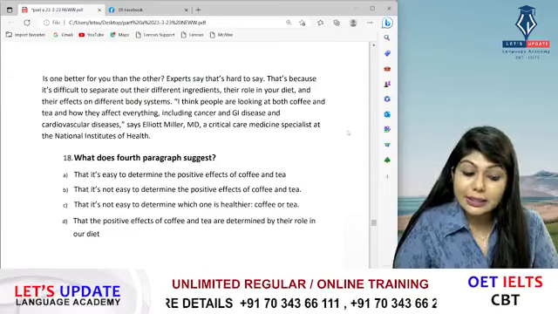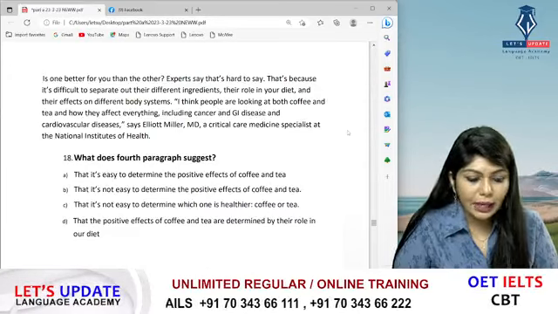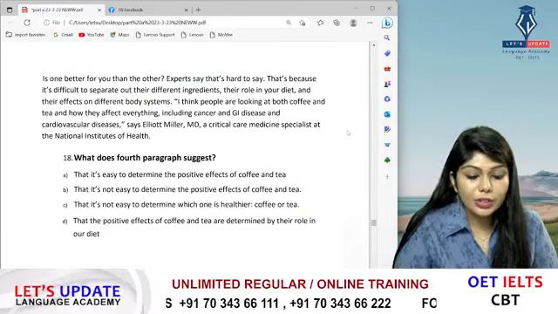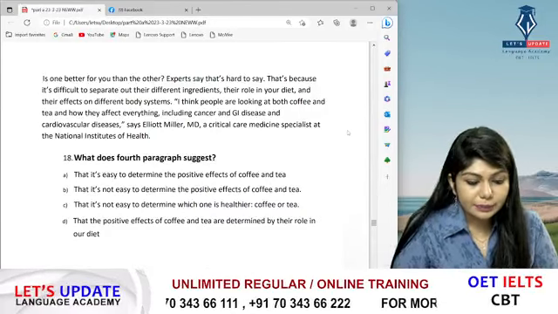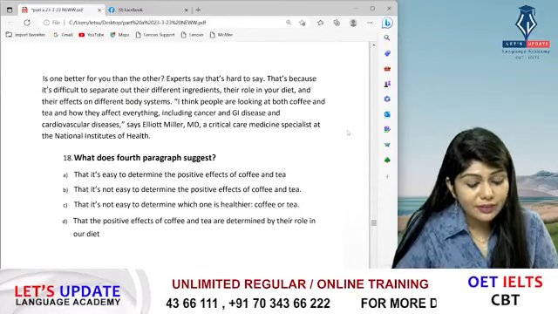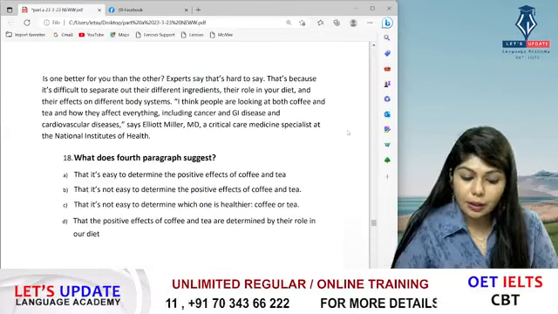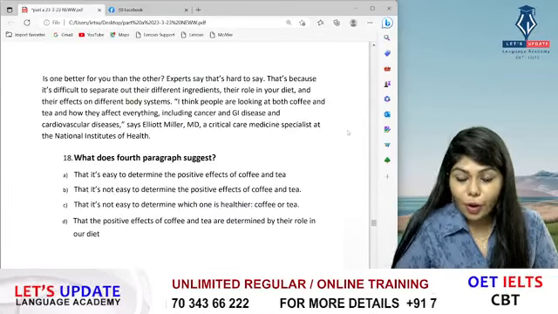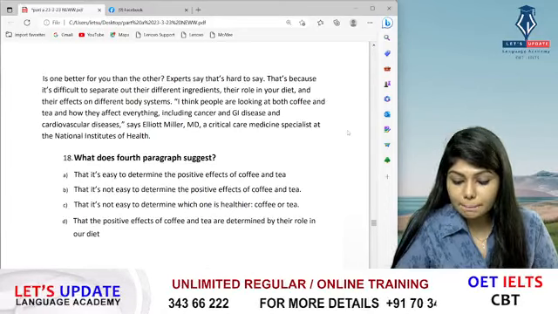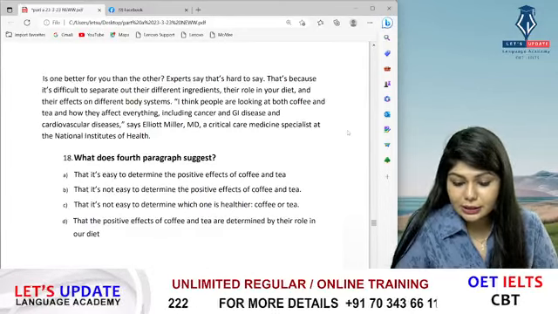B, that it's not easy to determine the positive effects of coffee and tea. C, it's not easy to determine which one is healthier, coffee or tea. And option D, that the positive effects of coffee and tea are determined by their role in our diet. Okay, so those are the four options. Now you can put in your choice of answers in the comment section.